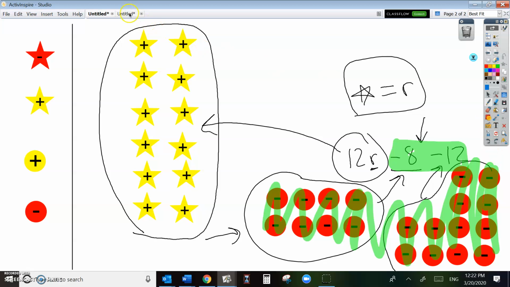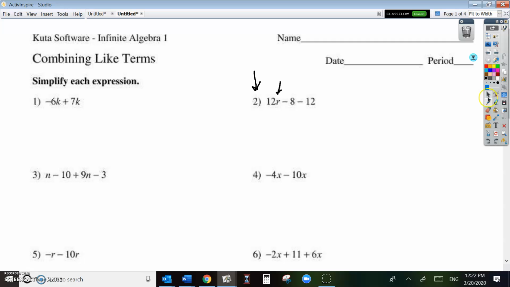Now, I want to show you how simple you can make this. For problem 3, you have an n right here and an n right here. You have a 10 right here and a 3 right there. Take your n and put it with your 9n. That's 10n. Take your negative 10 now and your negative 3 and put them together. If you owe $10, then you owe $3 more. You owe $13.